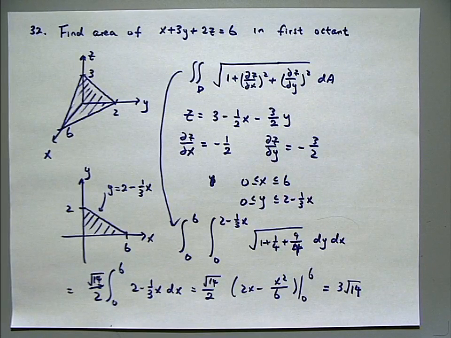The partial derivative of w with respect to u is very easy to find: 2u over v. Then du dt: u is g1, so this is the same as g1 prime of t. Then the partial derivative of w with respect to v is -u squared over v squared. And then dv dt, v is g2, so that's the same as g2 prime of t.